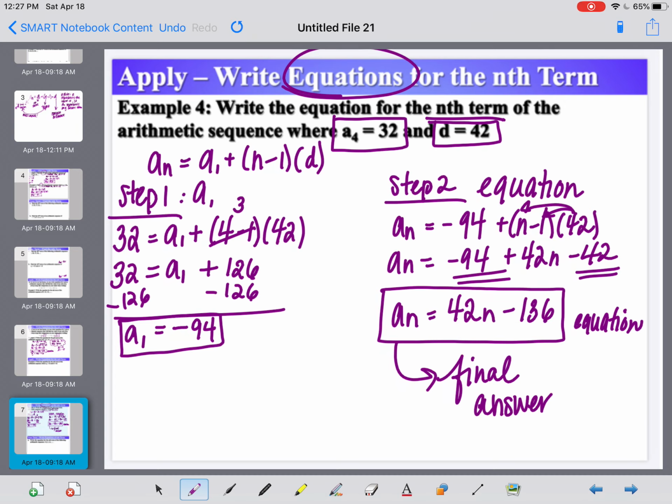So this example number 4 here, definitely a little bit more complicated, and it's tricky because you might not realize initially that, oh, I need the first term and they're giving me the fourth term. So let me use the information from term number 4 to figure out what term number 1 was.